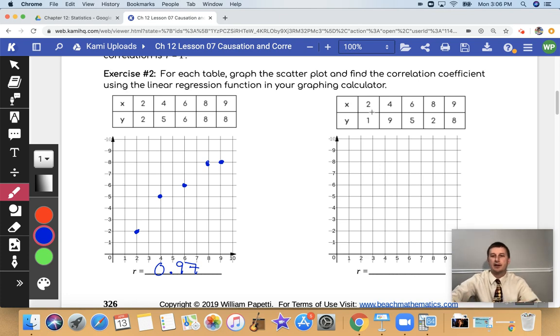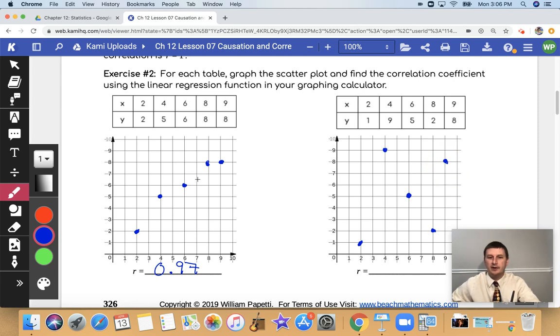And we're going to graph a scatter plot for our second table over here. We have the same X values, if you notice, but now our Y values change a little bit. So we're going to have 2, 1. We're going to have 4, 9. We have 6, 5. And already you could see that these points are a lot more spread out. 8, 2. And finally, we have 9, 8.